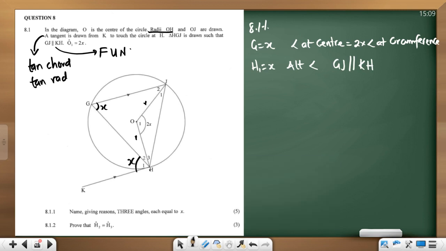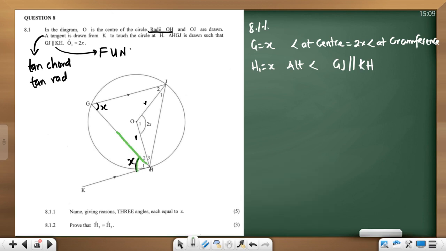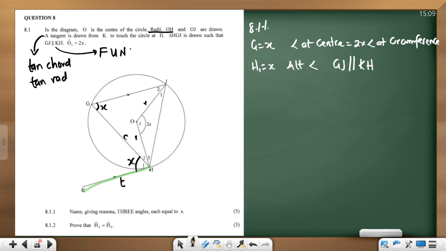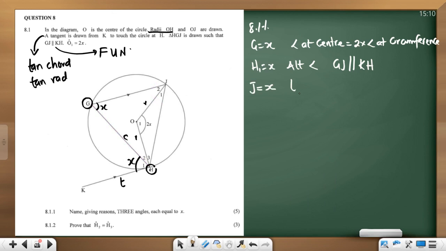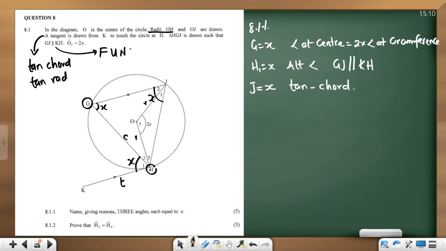Let's check here. I'm going to write it there. I'm looking for the third one. Check here. This angle is between this line and this line, and this line is a tangent. That's a chord. Which chord? G and H, so GH. GH subtends angle J. So angle J, the whole of angle J, subtended by chord GH, is equal to X. Done. I think we have three angles already. Angle J is equal to X, tan chord. So don't look for too many things. Walk around the angles that you have. Look at the angle and ask yourself about the nature of the lines between.